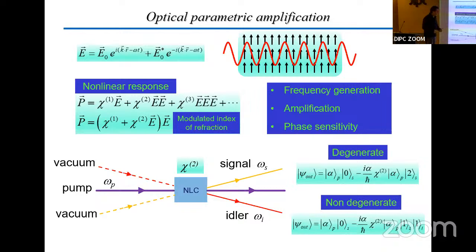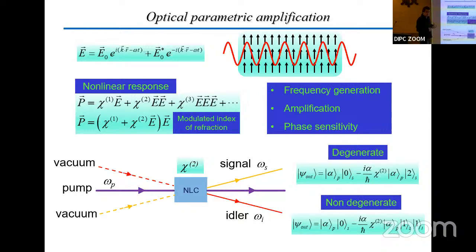We can see essentially two different kinds of process: the degenerate process, in which a photon of the pump beam is destroyed and a pair of photons is created in a single mode, a single down-converted mode. So you annihilate, let's say, a violet photon, and you create a pair of infrared photons that are completely indistinguishable. They propagate along the same direction with the same polarization and the same frequency. This is the degenerate case.